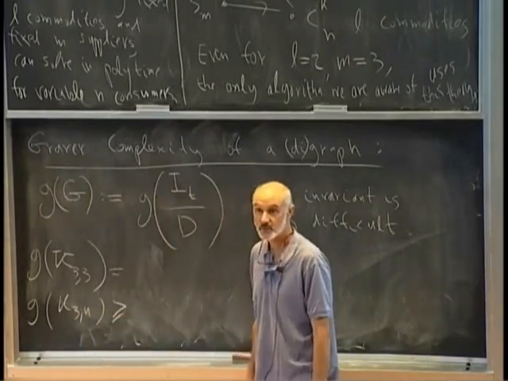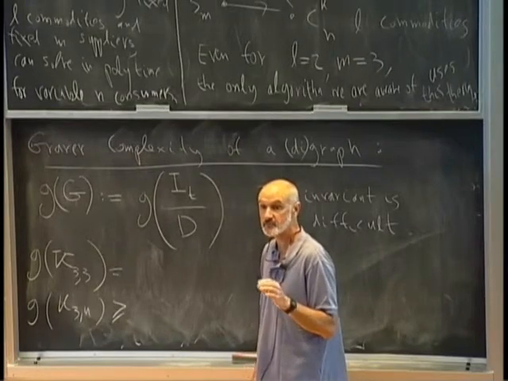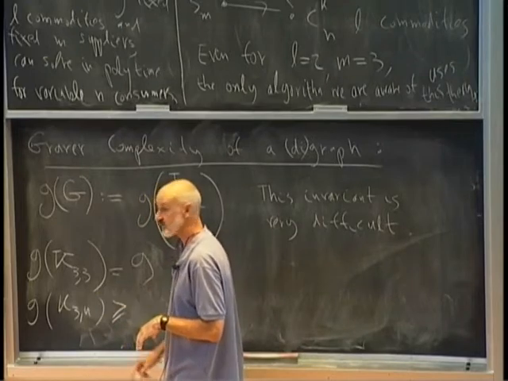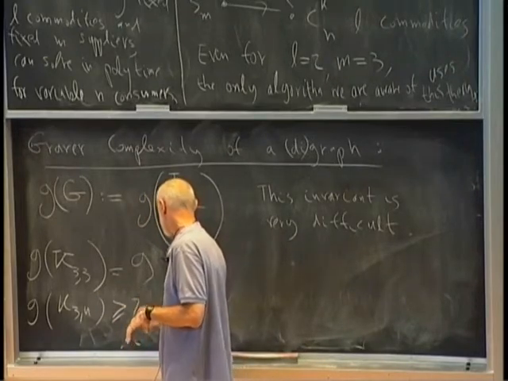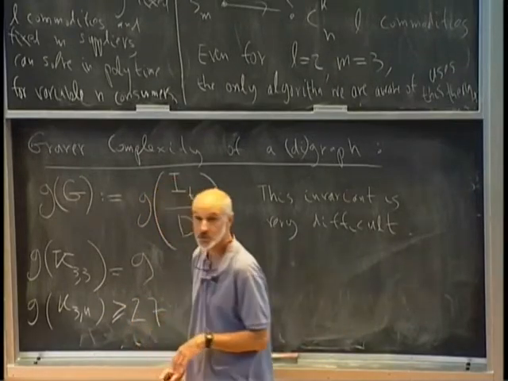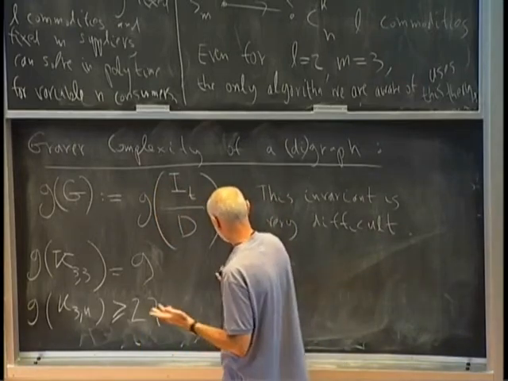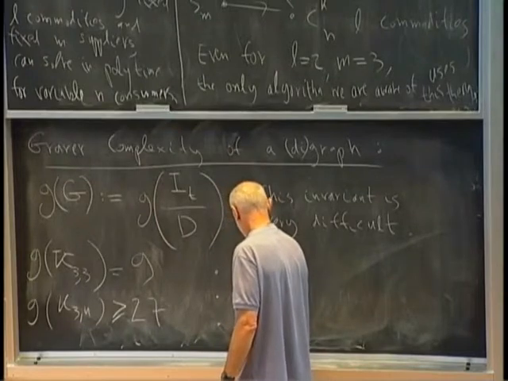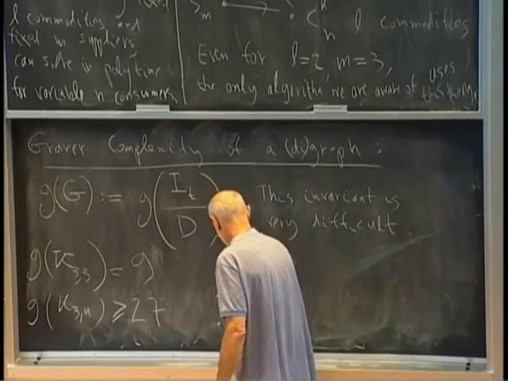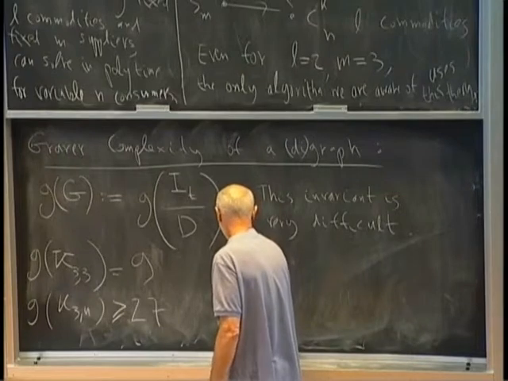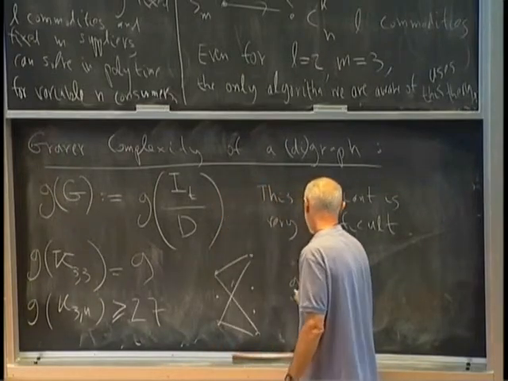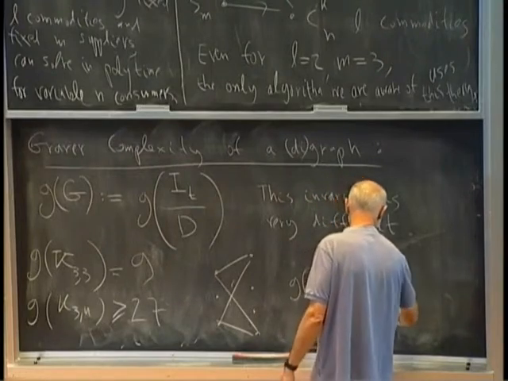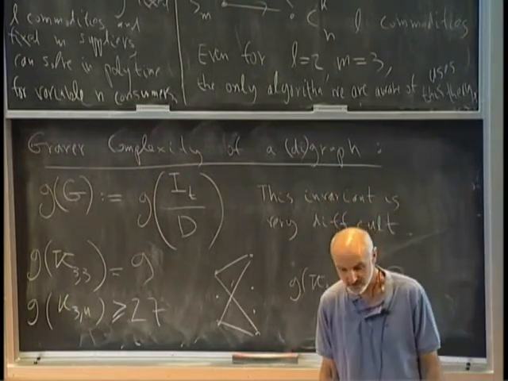The Graver complexity of the bipartite graph K33 is 9. And that of K34 is at least 27. But we actually don't know the answer here. So here is a very simple graph: 3 vertices on one side, 1, 2, 3, 4 on the other, and all the edges. And the Graver complexity of K34 is not known. A graph on 7 vertices.